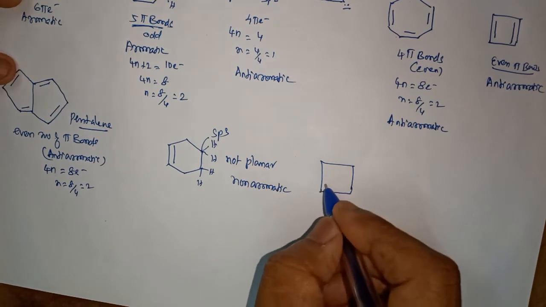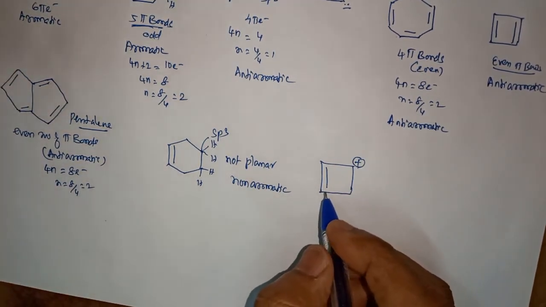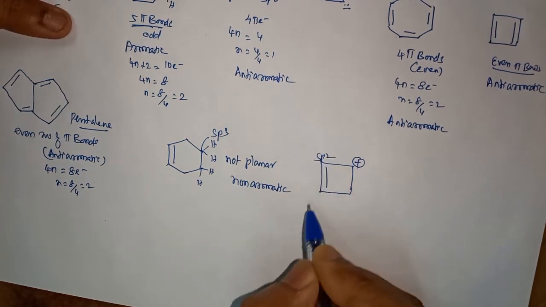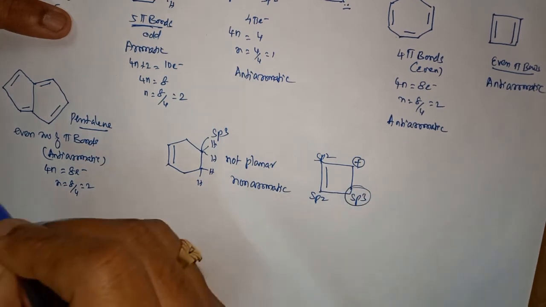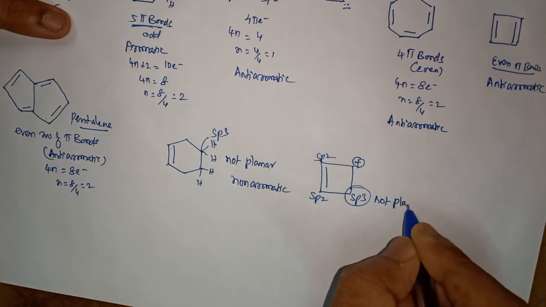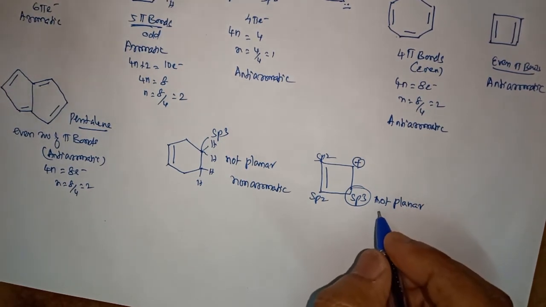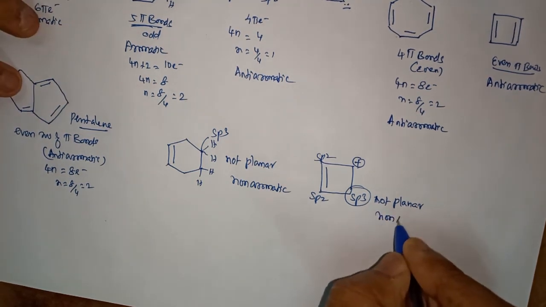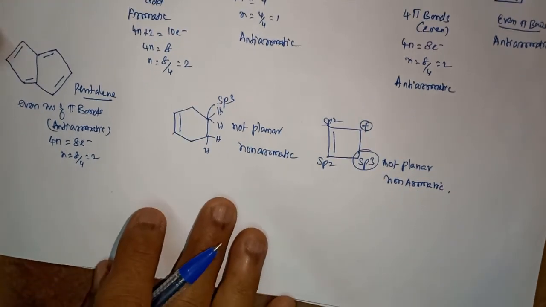Then we can go for this compound. I put here a plus. I want to find out whether it is aromatic, anti-aromatic or non-aromatic. See here it is sp2, here sp2 because of the double bond surrounding, but here sp3. If it is sp3, it is not planar. It can be neither aromatic nor anti-aromatic, but it is non-aromatic.